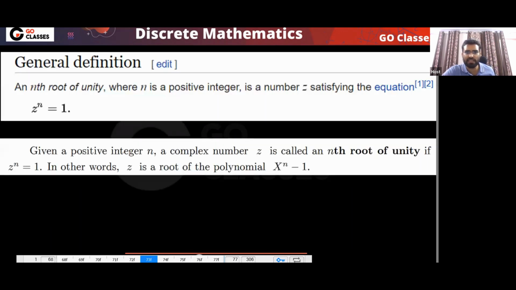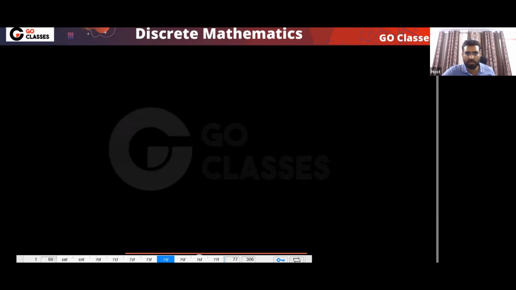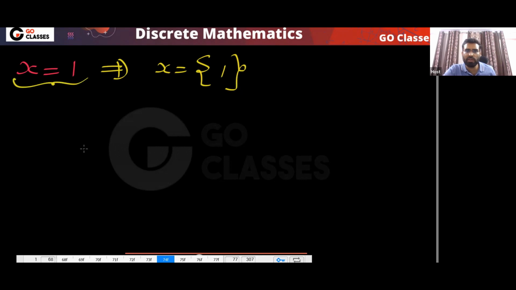What does roots of unity mean? Let me explain. First, notice this. If I give you an equation, what are the solutions of this equation? For example, let's assume I give you x equal to 1. How many solutions does this equation have? What can you say about x? How many x will satisfy this? Only one solution, right? x equal to 1. This is the only solution, nothing else.